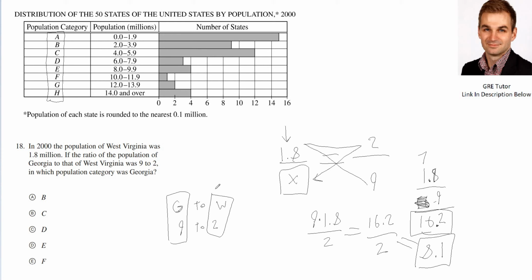So if Georgia has a population of 8.1 in 2000, that puts it in category E, which means that we're looking for answer D.